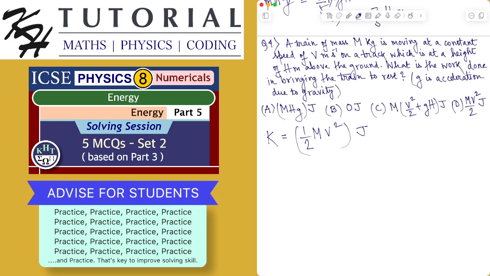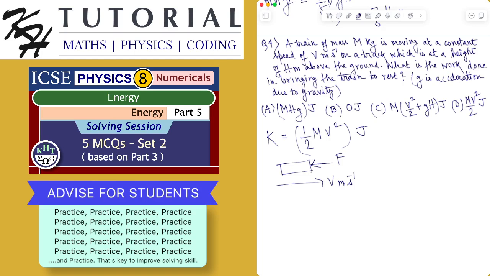The train lost its energy because the train was having an energy of half m v square. So let's say this is the train, and it is moving in this direction with the velocity v meter per second. So definitely to stop this train, a force has to be applied in the opposite direction, that is opposite to the direction of motion of the train, then only the train will stop.